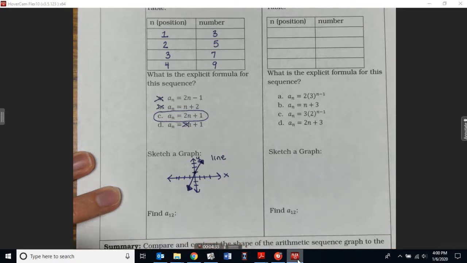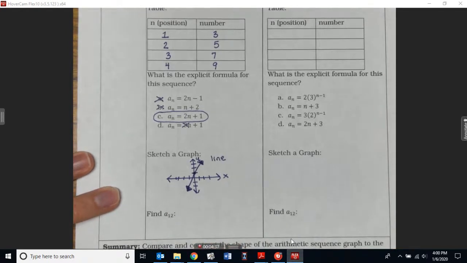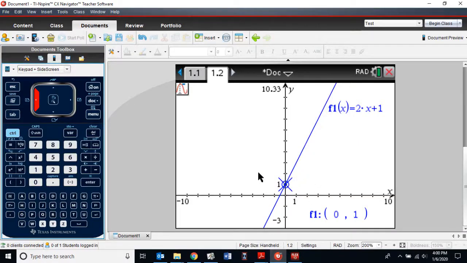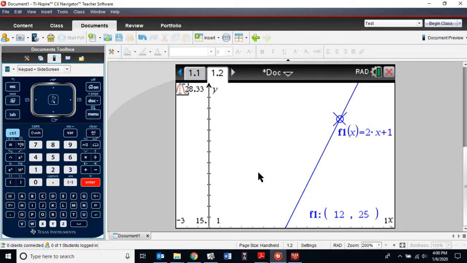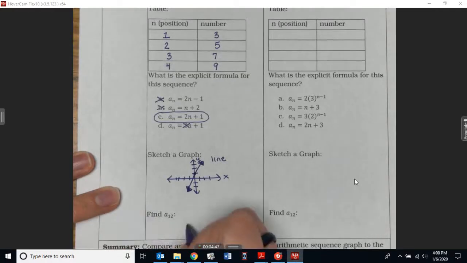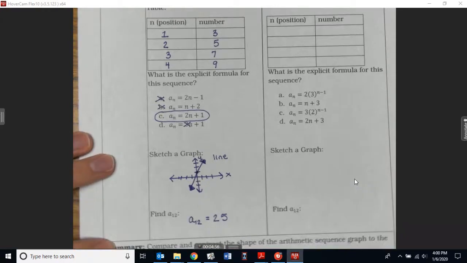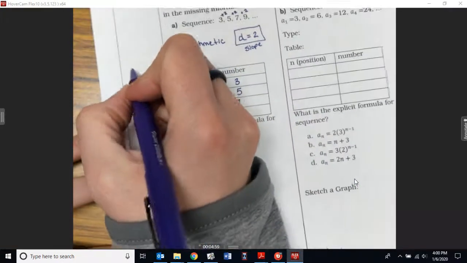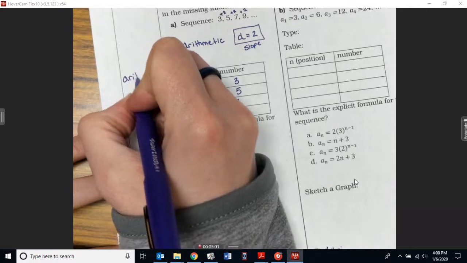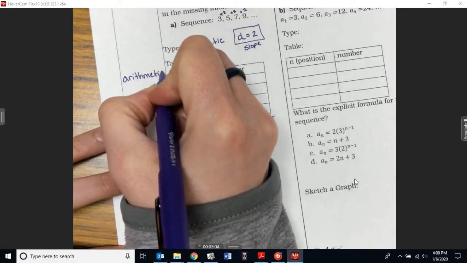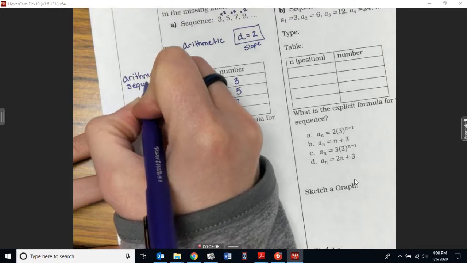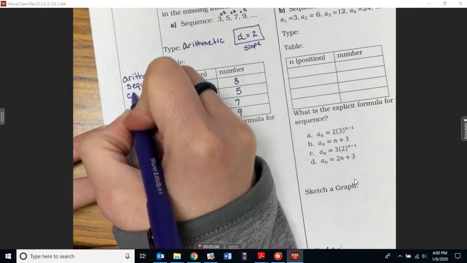Find a of 12. Well, a sub 12 means that I would type in 12, enter, and my answer here is 25. So a sub 12 equals 25. So an arithmetic sequence creates a linear function. Let's write that out to the side. An arithmetic sequence creates a linear function.